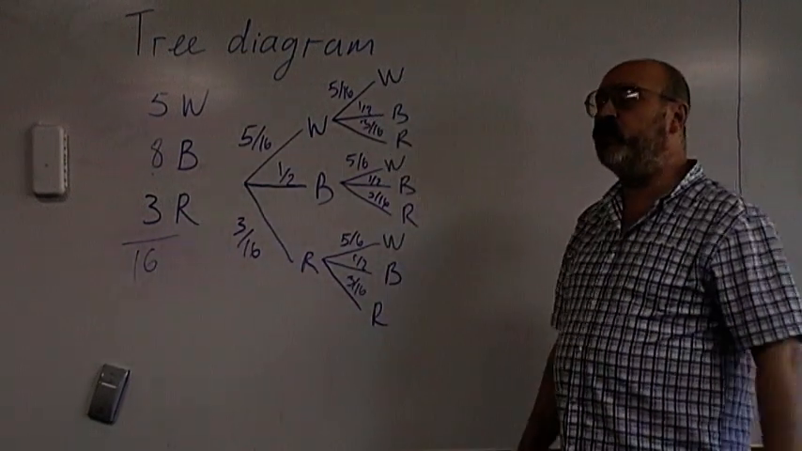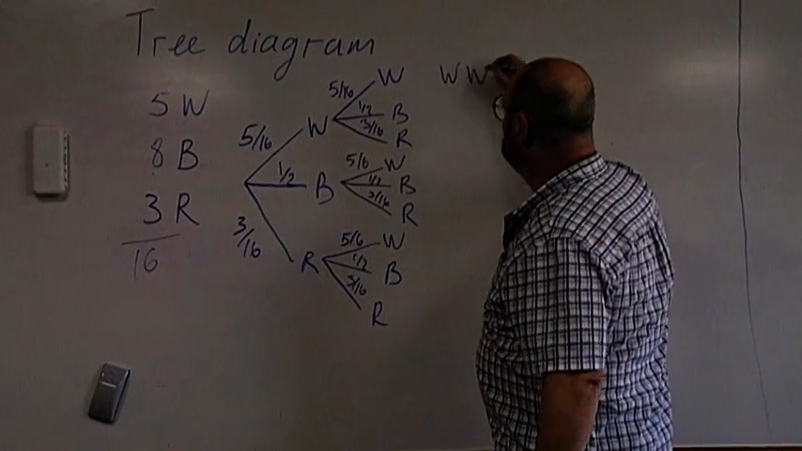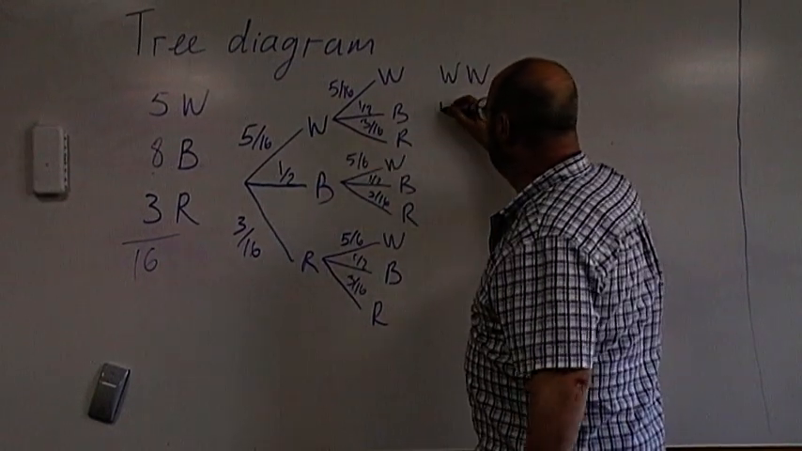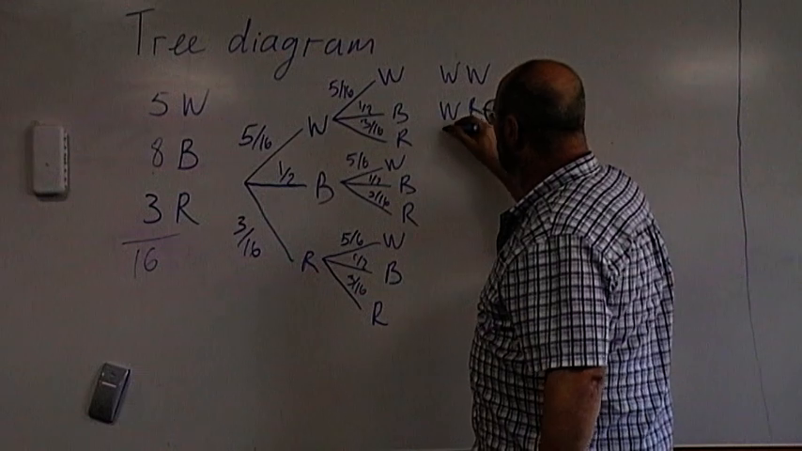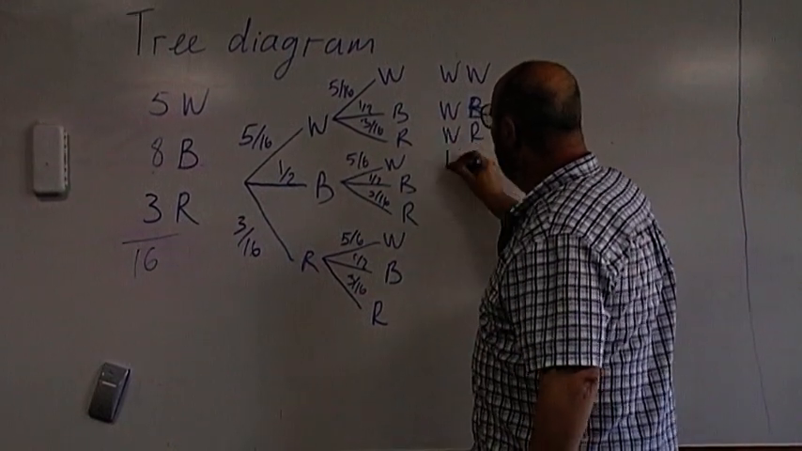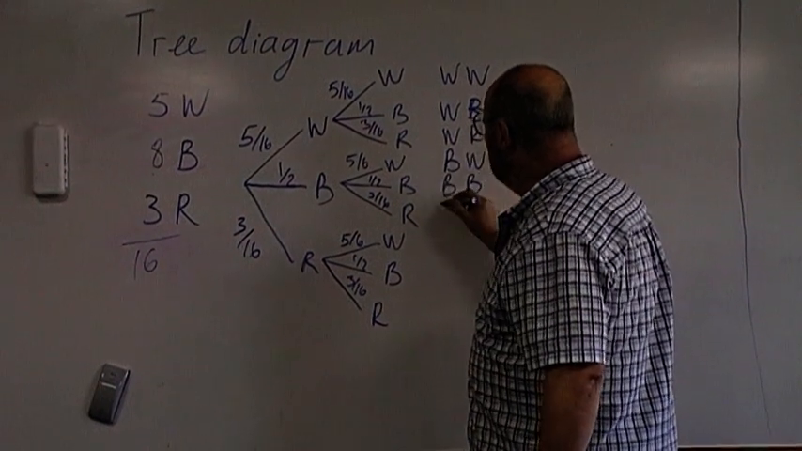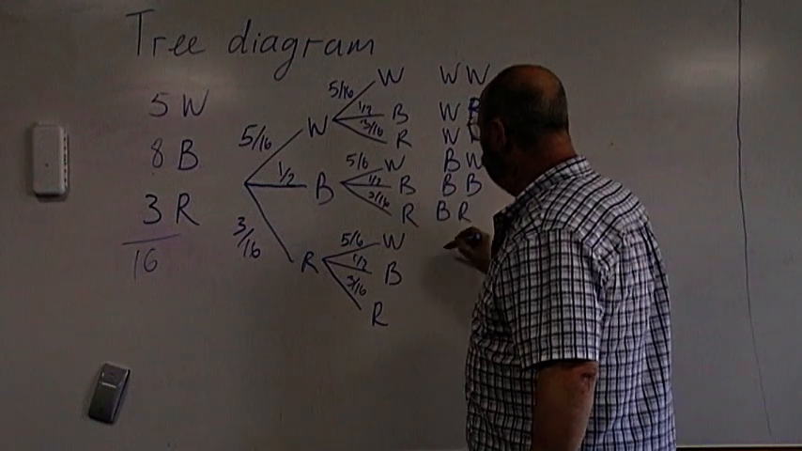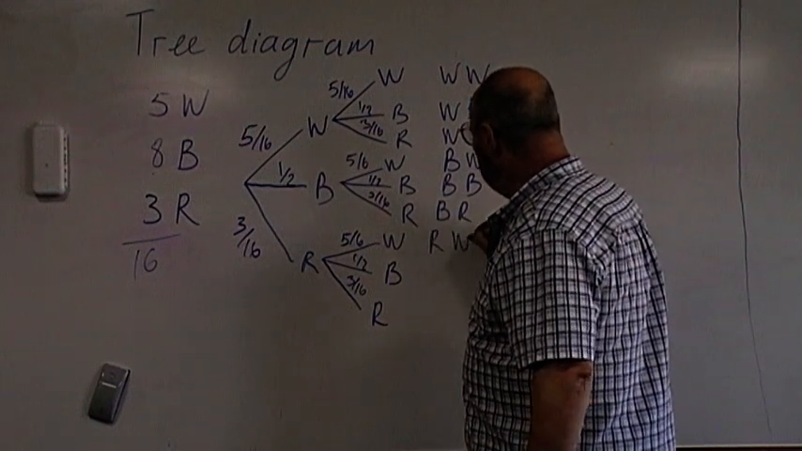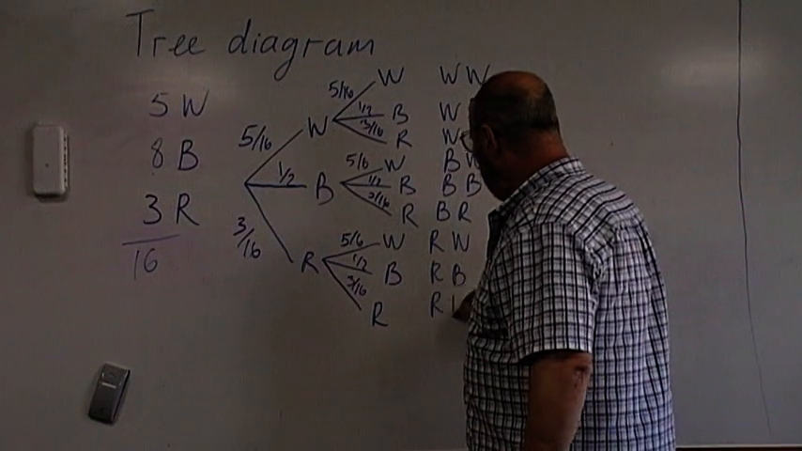So what possible outcomes can he get? He can get 2 white socks. He can get white and black, white and red, black and white, black and black, black and red, red and white, red and black, red and red.